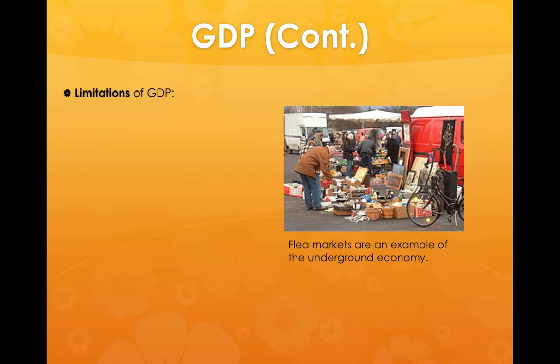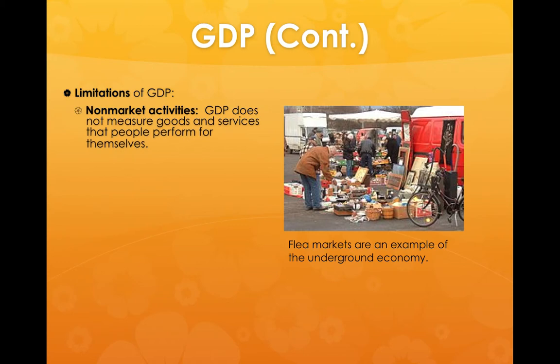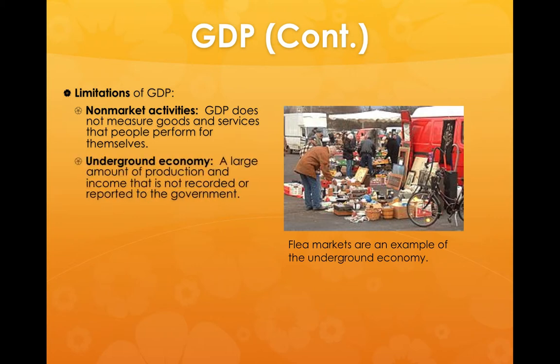There are limitations to GDP. There are non-market activities that GDP does not measure. It does not measure the goods and services that people perform for themselves. And it does not account for the underground economy, a large amount of production and income that is not recorded or reported to the government. Flea markets would be an example of that. And this includes both legal and illegal activities.